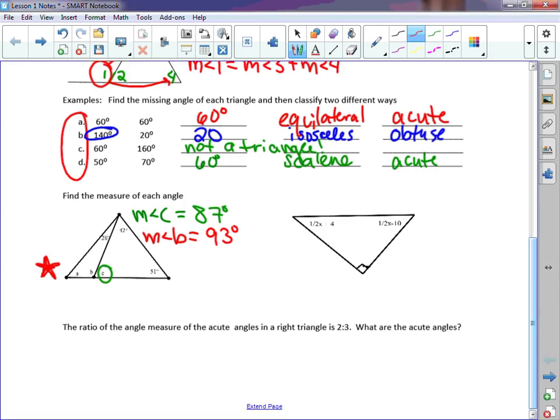What else could I have done? Go ahead. You could add up the 42 and 51. Good. 42 and 51 are my remote interior angles that go with B. So I can just add those up without even knowing angle C. I can know angle B. Good. All right, and then finally, what did we get for angle A? What's my measure of angle A?